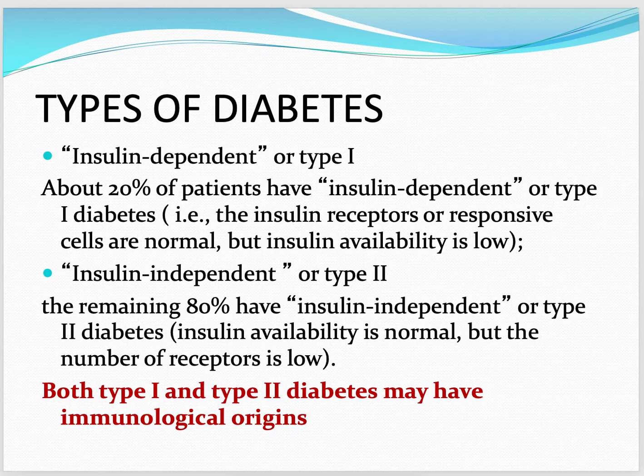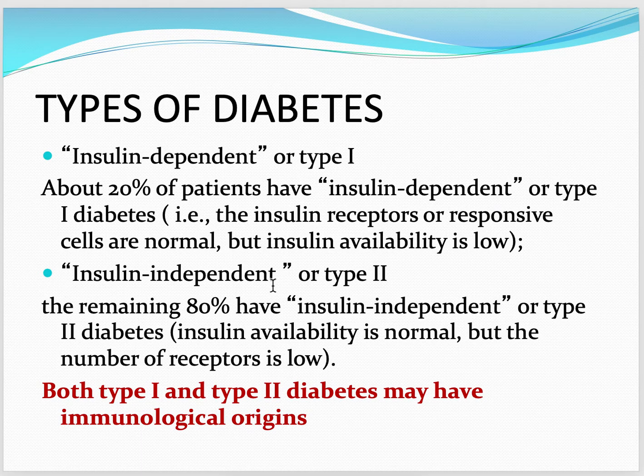There are two types of diabetes. We all know type 1 and type 2. Type 1 is insulin dependent and type 2 is insulin independent. About 20% of patients have insulin dependent, that is type 1 diabetes. In these patients, the insulin receptors or responsiveness of cells are normal, but insulin availability is low. The amount of insulin in their body is low.